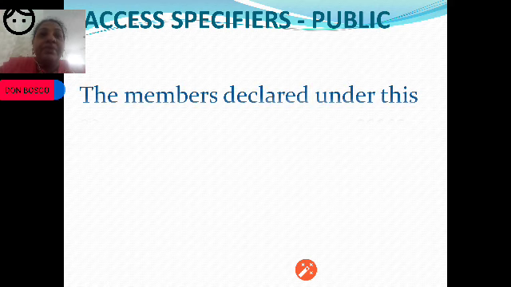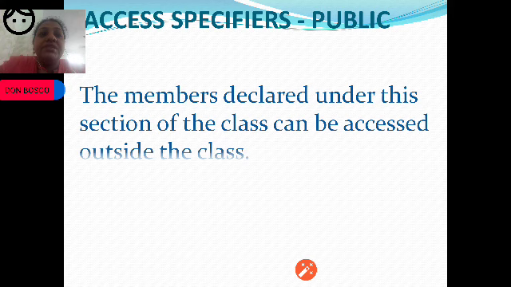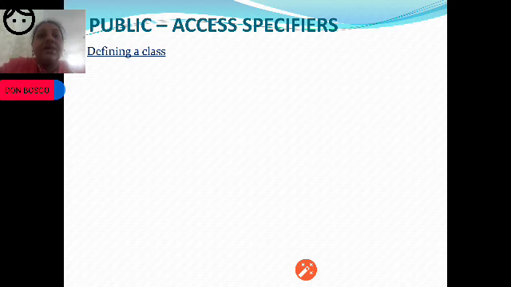Next comes the public access specifier. The members declared under this section of the class can be accessed from anywhere, from outside and inside both. The public access specifier allows the data to be accessed outside the class as well as inside the class. Anybody can access the data.